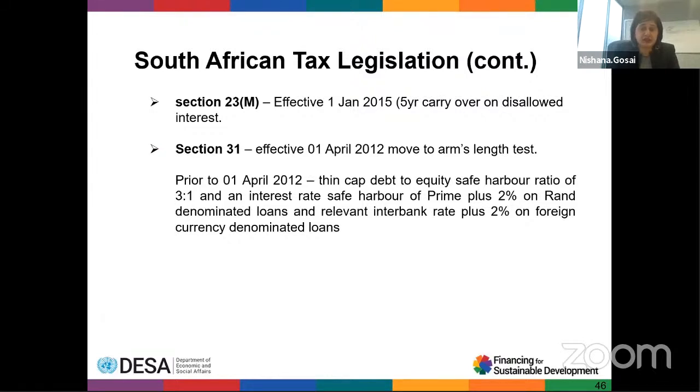So South Africa previously, prior to 2012, had a debt to equity safe harbor ratio of 3:1, and an interest rate safe harbor of prime +2 on rand denominated loans, which is our local currency, or the relevant interbank rate +2% on any foreign currency denominated loans. In 2012, that rule moved to an arm's length test, and it's a twofold test based on whether you would have and could have borrowed, and then pricing the debt in terms of an interest rate. And needless to say, that, as the other discussants have referred to, is not an easy test to apply. Next slide.